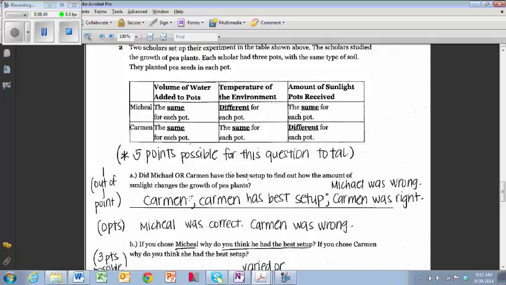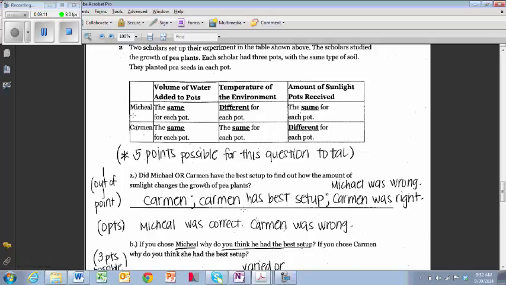They can write Carmen, they can write Carmen has the best setup, they can write Carmen was right. They could also write something along the lines of Michael did not have the best setup, and that would be awarded 1 out of 1 points. If they say that Michael had the best setup, they get 0 points, or if they write that Carmen was wrong, they get 0 points.